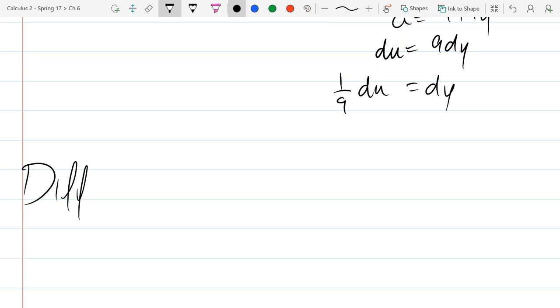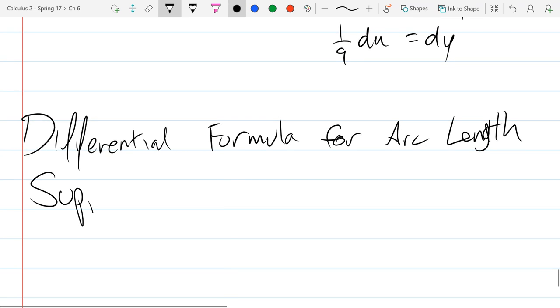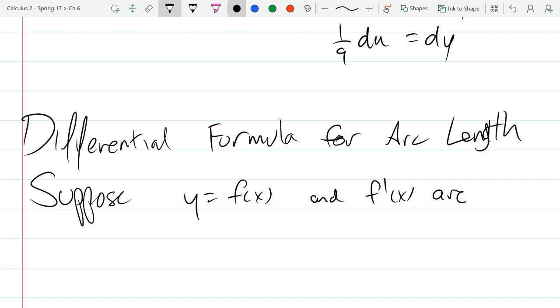So we're looking at the differential formula for arc length. We're going to start with a continuous function. Suppose y equals f of x. I want this to be continuous and also the derivative, and suppose they're continuous on the interval a to b.